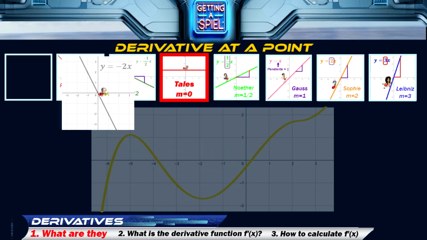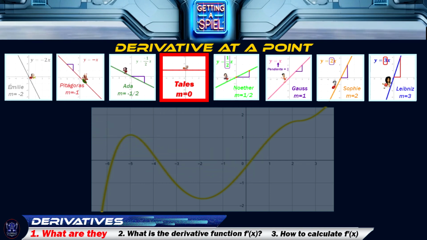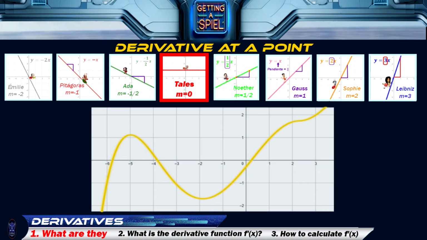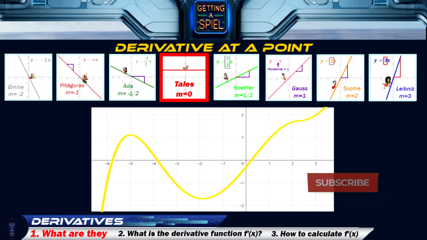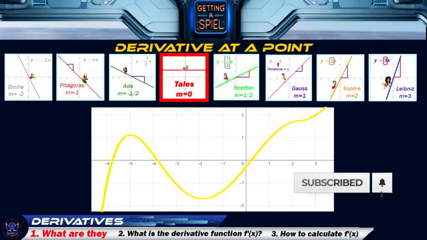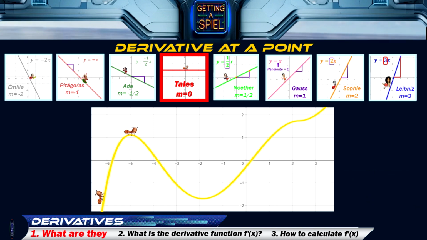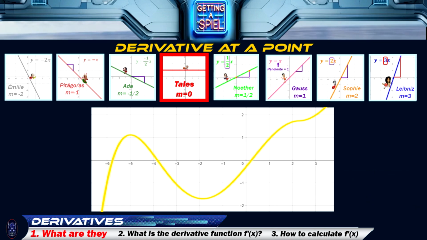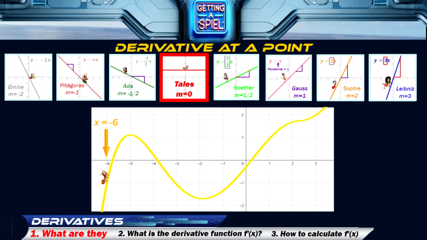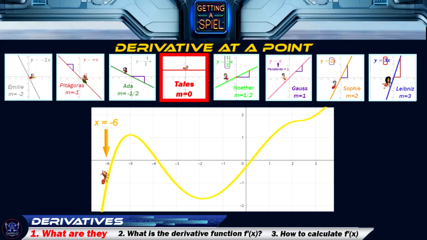Now comes magic. Stick with me because we are almost there. Let's return to our function. Remember, we were trying to figure out a quantitative way to measure how much Hypatia is increasing at any point in her journey. Let's stop Hypatia at this point, where the x-coordinate is -6. Doesn't it look like she has the same slope as Sophie? We can say that Hypatia's slope at x equals -6 is 2.